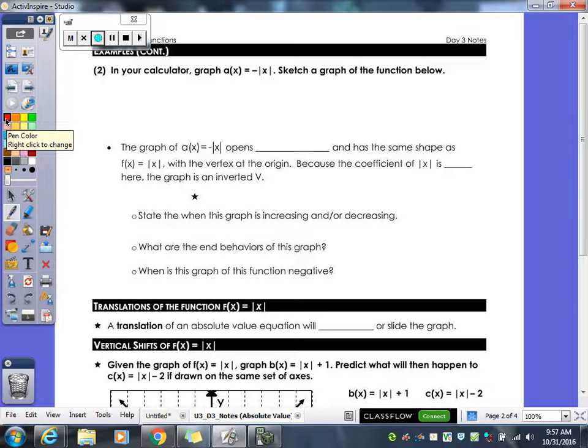So in your calculator, I want you to type in quickly negative absolute value of x, and we're just going to sketch the graph, so we don't need to get a table for that. So under your y equals, you're typing in negative absolute value of x. So again, a sketch does not have to be 100% accurate. It is just a sketch. So when we put that negative sign out in front, what happens to our graph?